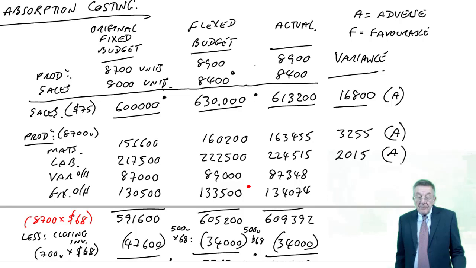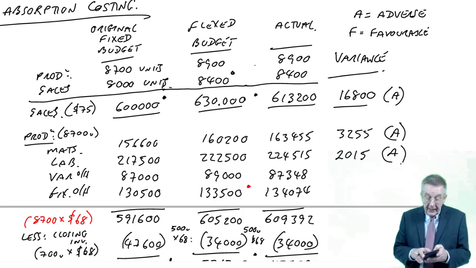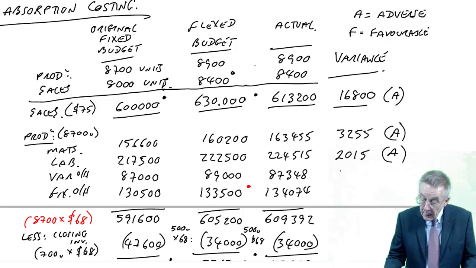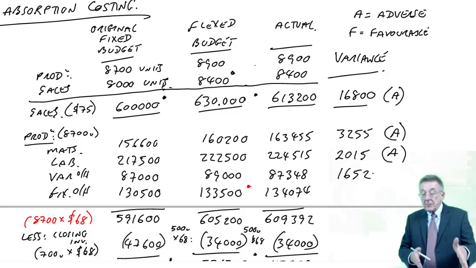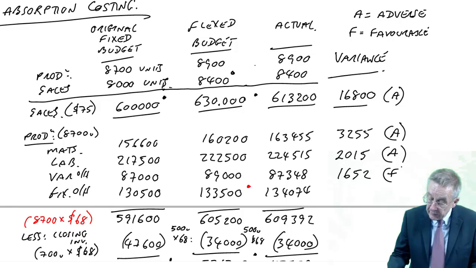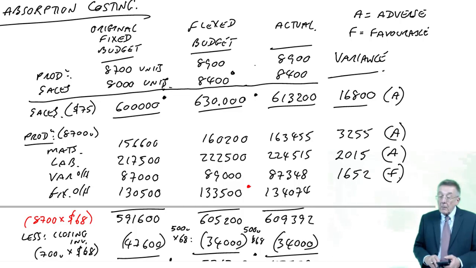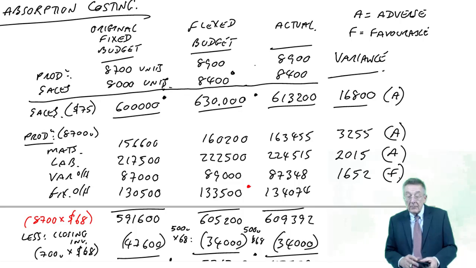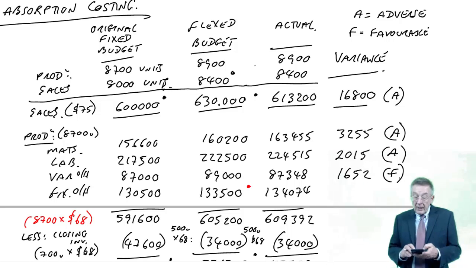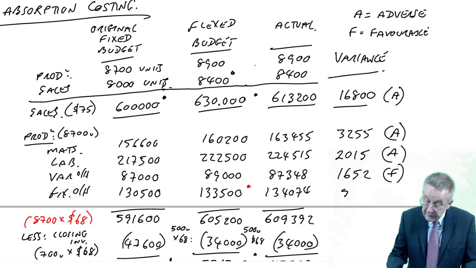Meaning less profit, overspent. Variable overheads. We saved a bit, 89,000 minus 87,348. The difference is 1652, but since we spent less than we were expecting, spending less would result in more profit. It's favourable. And finally, the fixed overheads, without going back through that problem, but just a straight comparison. It's 134,074 against a flexed 133,500, an overspend of 574.